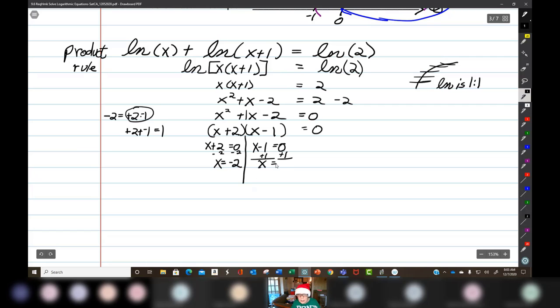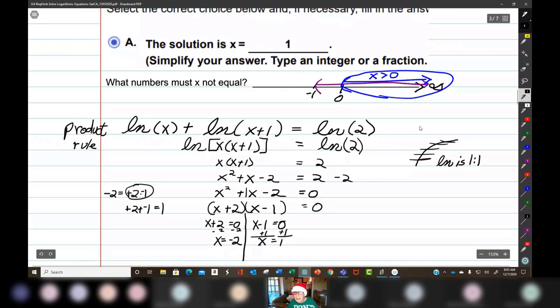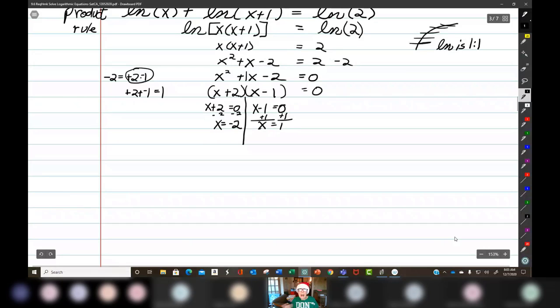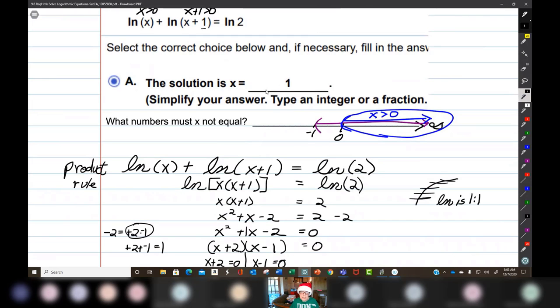X equals 1. Then I have to go back and look at my domain. That is, what can X equal? I shouldn't have put not equals there. I should have put what can X equal. Well, it can only equal numbers strictly greater than 0. So that means negative 2 is out. And positive 1 is in, because 1 is strictly greater than 0. So 1 is what you type in the answer box. Ta-da!